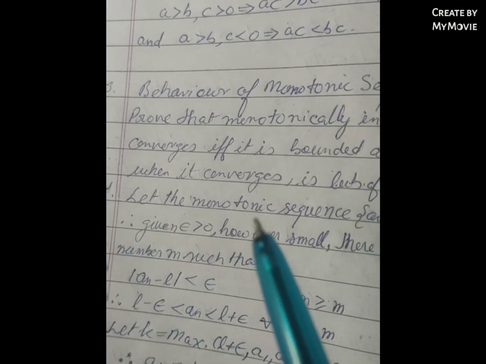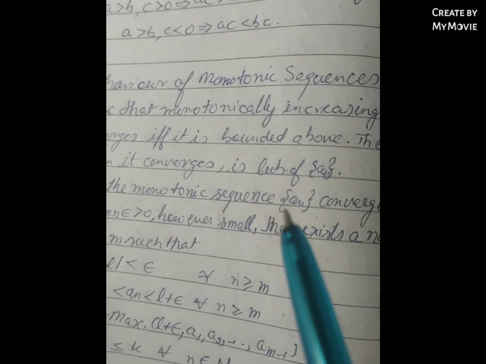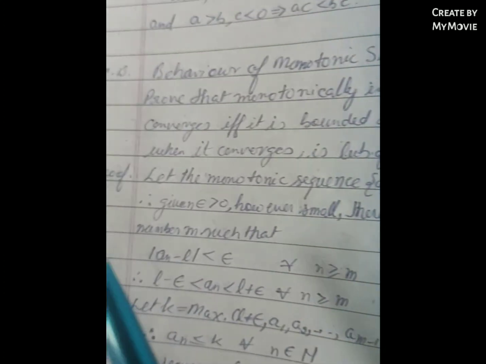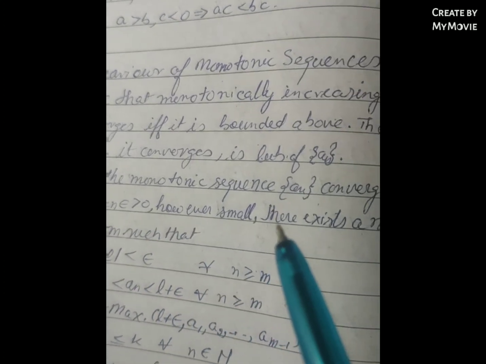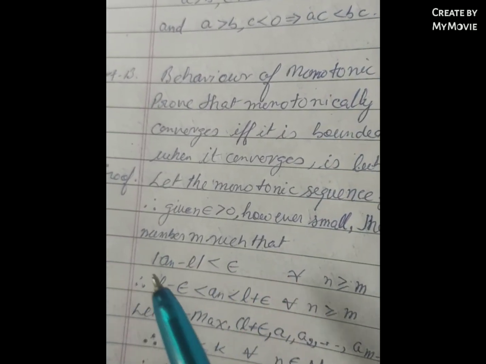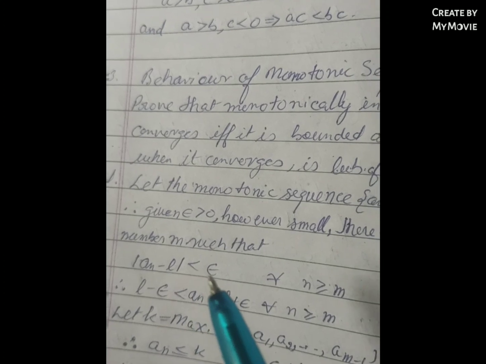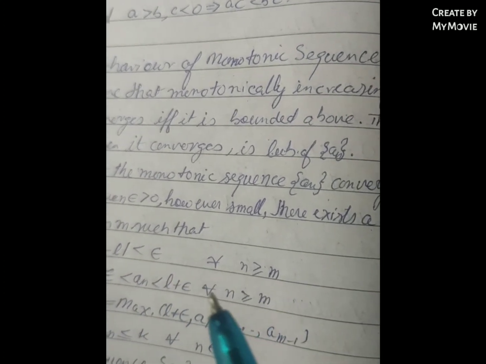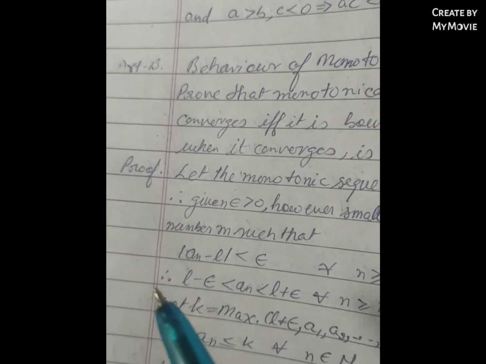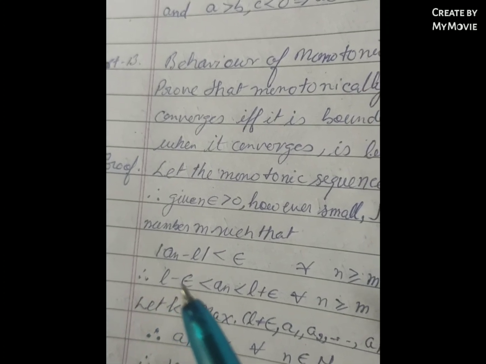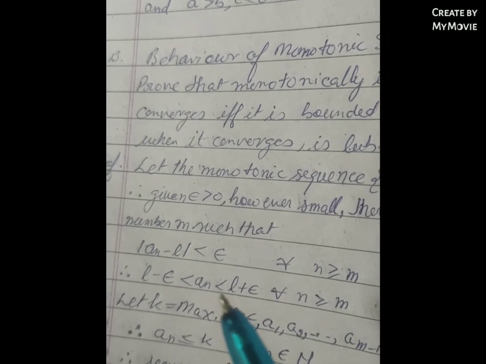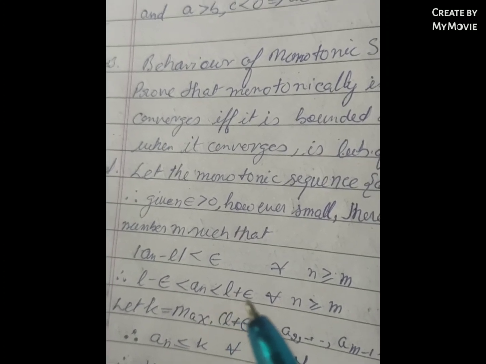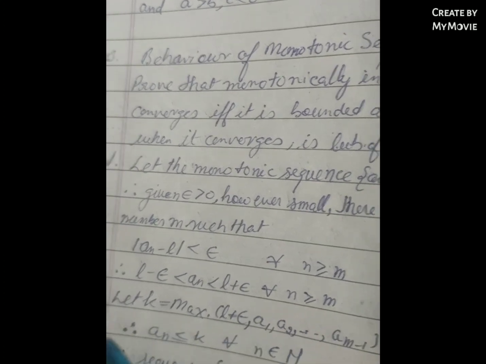Now the proof. Let the monotonic sequence a_n converge to L. So given epsilon greater than 0, however small, there exists a natural number m such that the modulus of a_n minus L is less than epsilon for all values of n greater than or equal to m. So L minus epsilon is less than a_n, which is less than L plus epsilon, for all values of n greater than m.